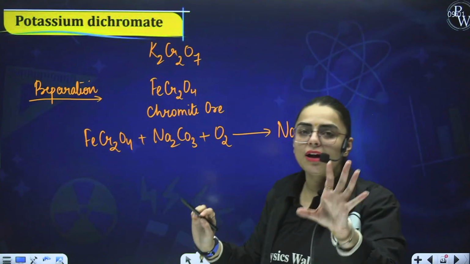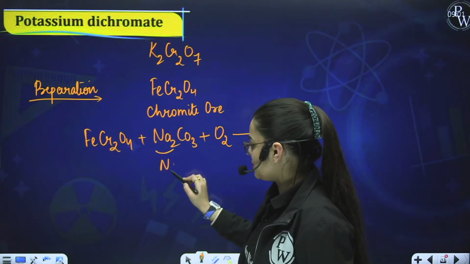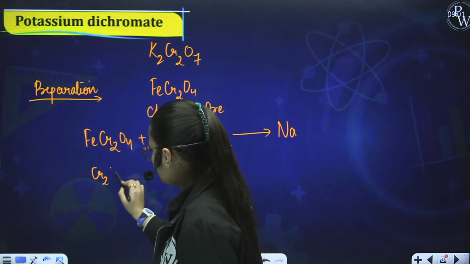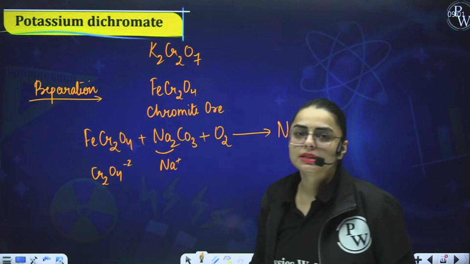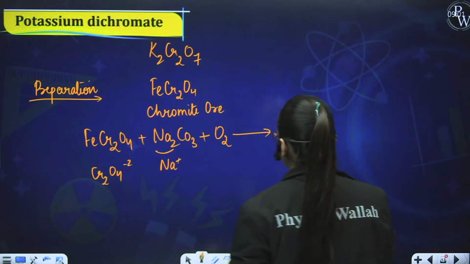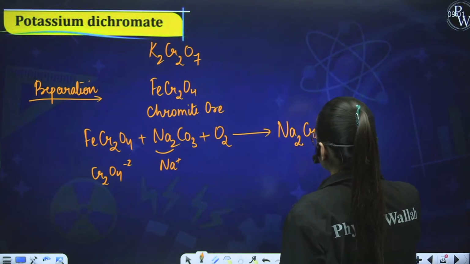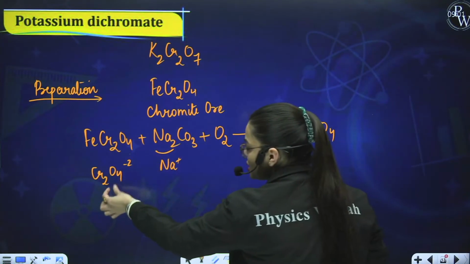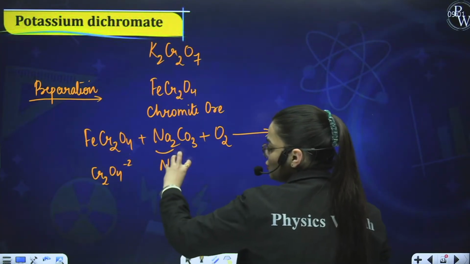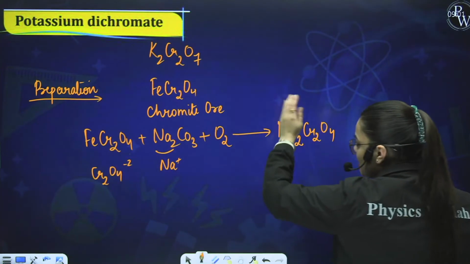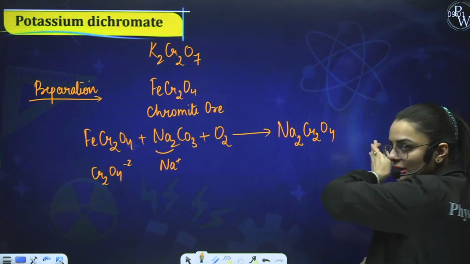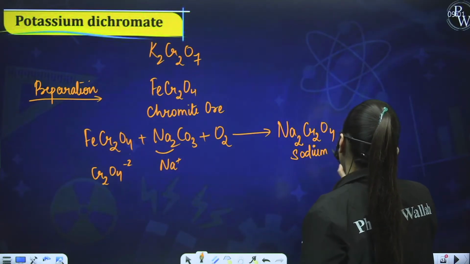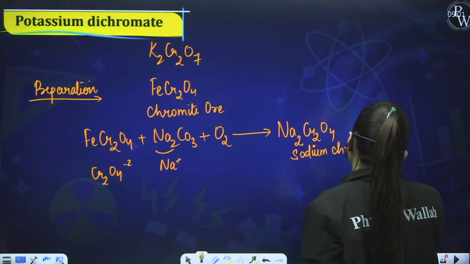Over here you can see Na+ is there. Over here you can see it is CrO4 2-. So when Na+ and this combine, it comes out to be Na2CrO4. This is sodium chromate. The positively charged species will be written at the left hand position, and the negatively charged species is written on the right hand side. So basically this is sodium chromate.